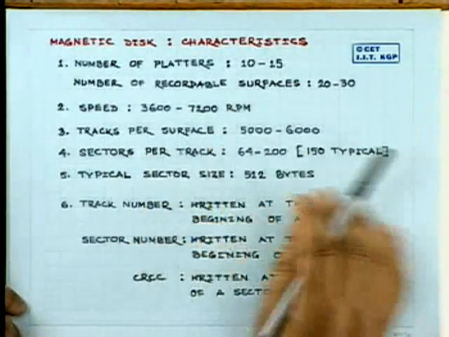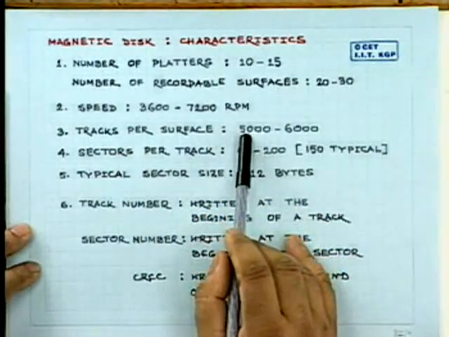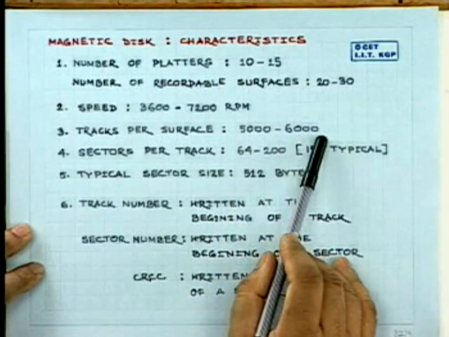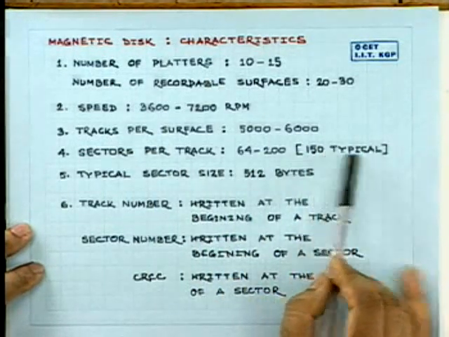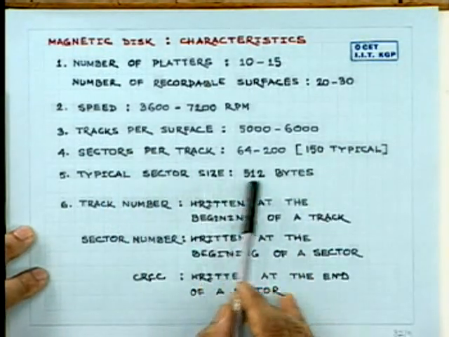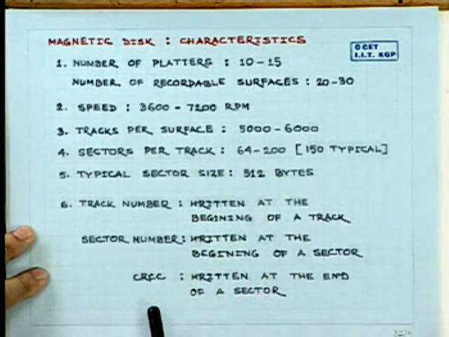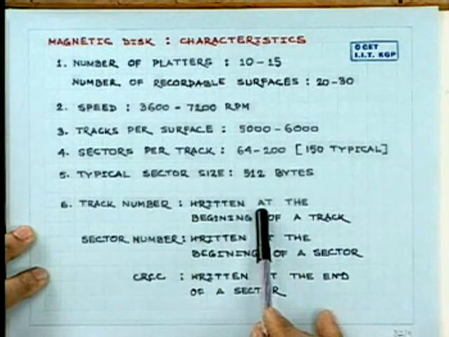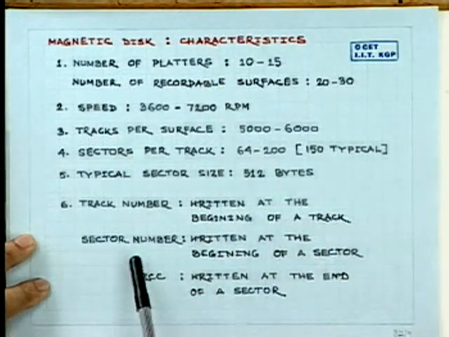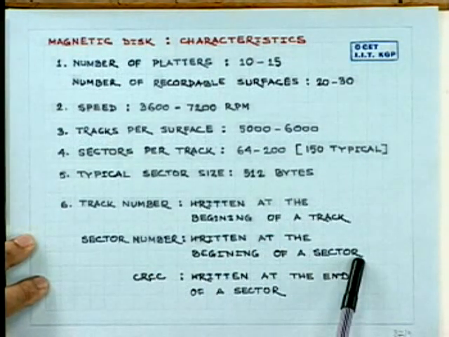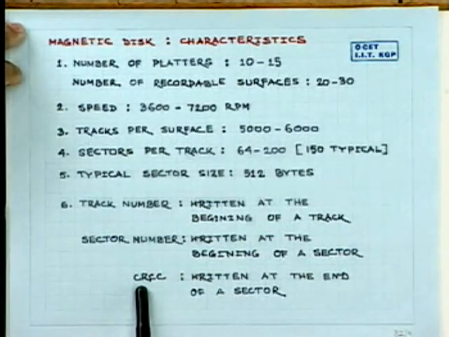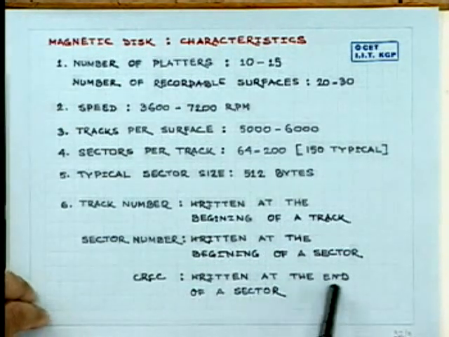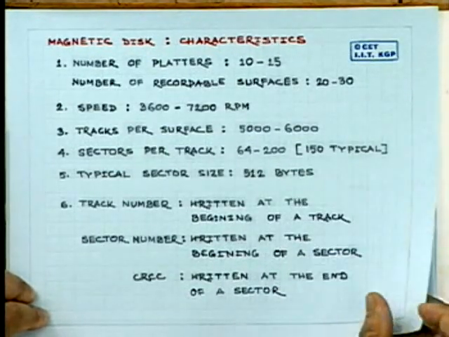Now, the tracks per surface are generally of the tune of a typical figure of 5,000 to 6,000. Sectors per track is 64 to 200. A typical figure is 150. A typical sector size, as I said, is 512 bytes. The track numbers are generally written at the beginning of a track. The sector numbers are written at the beginning of a sector. And the CRCC, that is the error detection and correction code, cyclic redundancy check code, is written at the end of a sector.